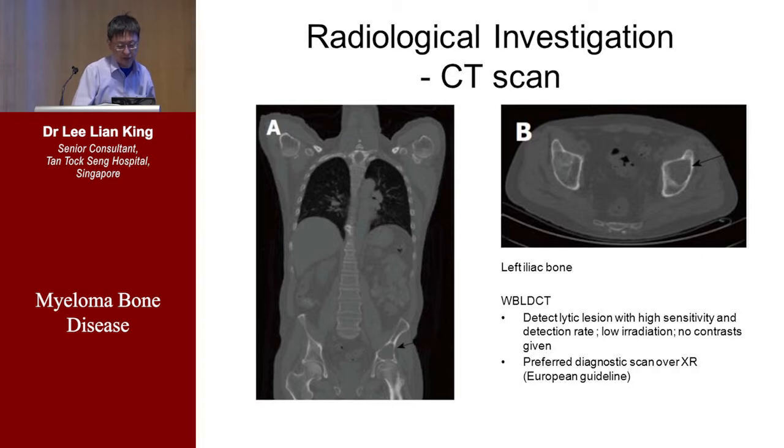And another CT scan shows there's an arrow there, at the arrow there on the iliac bone. There's a lytic lesion on picture A there. Picture B was the cross-sectional scan, again showing a lytic lesion. So CT scan can show lytic lesions.